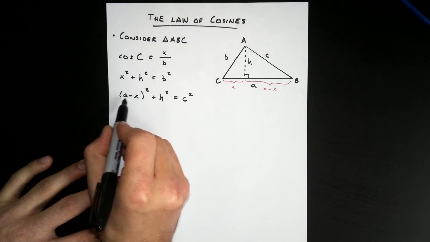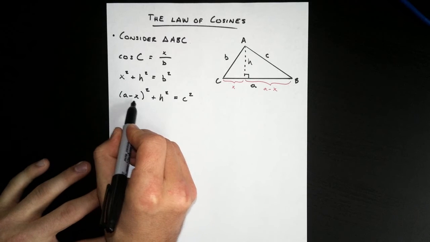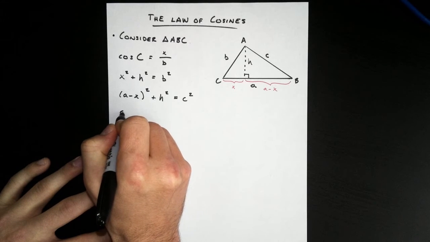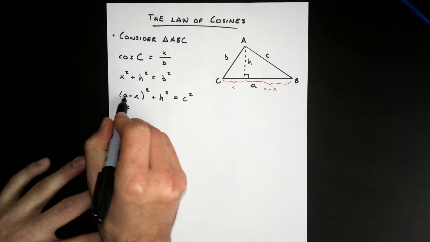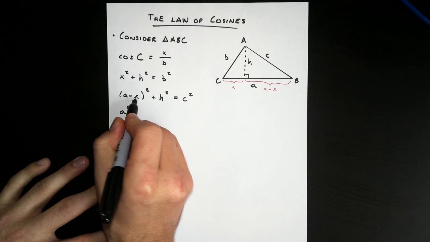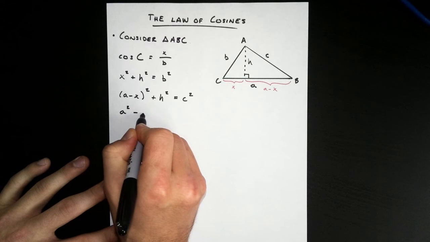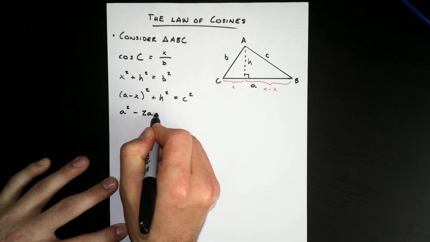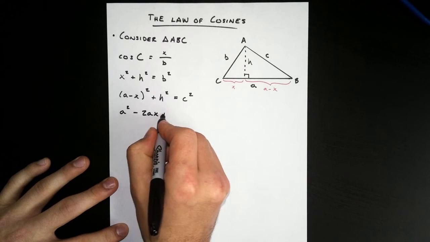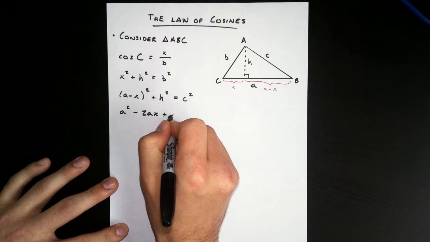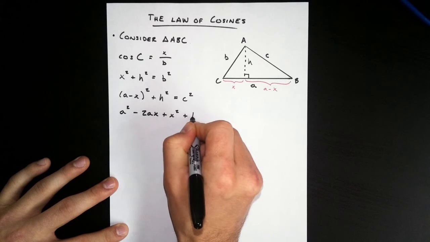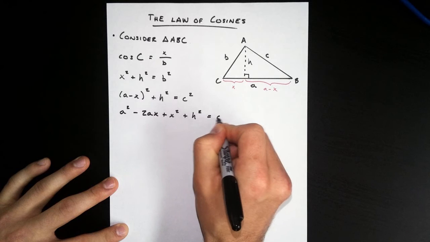So to start, let's take this binomial here and we'll multiply this out. That's going to be a squared. In the middle, it's a negative a times x, and then another one of those, so minus 2ax, and then x squared, and then we have the rest.